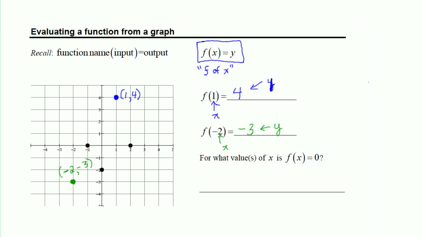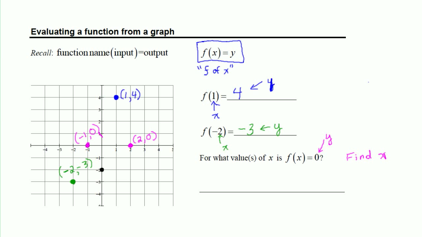Going on to the next problem, we're asked for what value or values of x is f of x equal to 0. Now this 0 is in the position of the y in our f of x equals y. So this means that we're being told a value of y, and we're asked to find x. So now we want to find points on this graph that have y coordinate 0. That would be points that lie on the x-axis. Looks like there's one here, 2, 0. And another one over here at negative 1, 0.